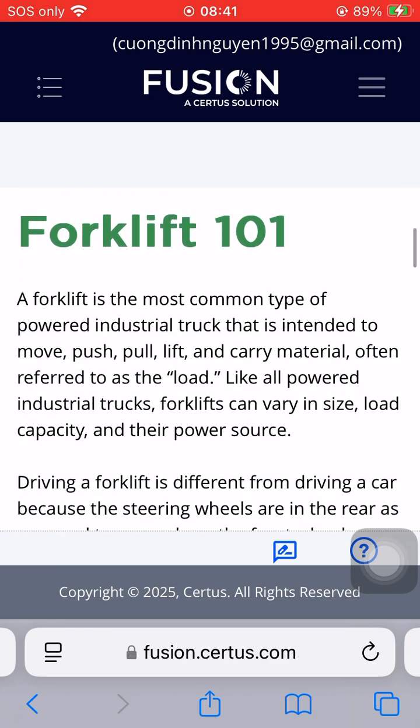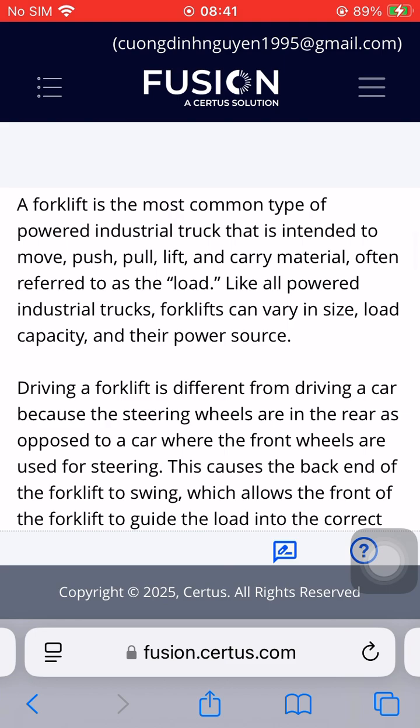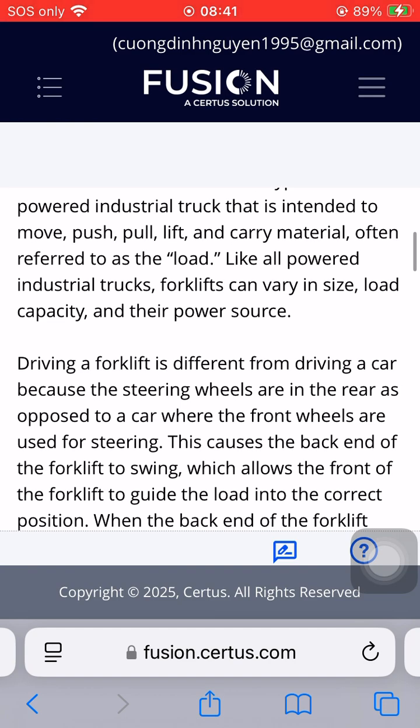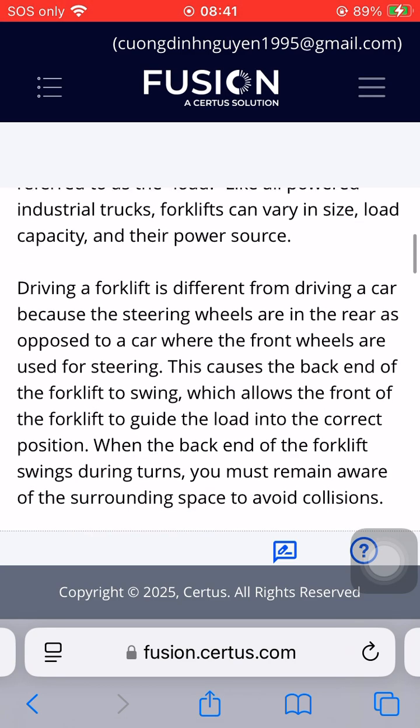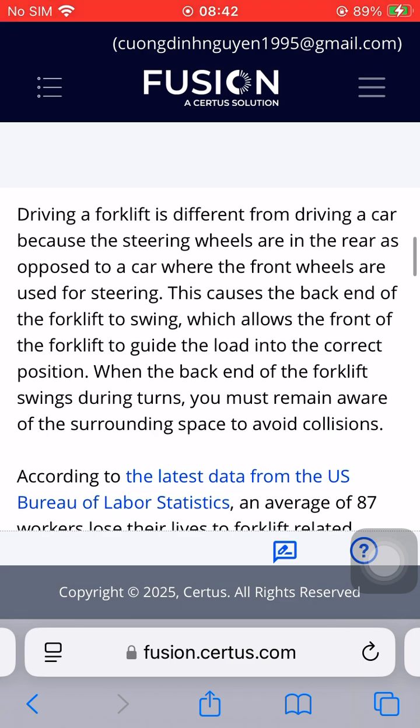Forklift 101. A forklift is the most common type of powered industrial truck that is intended to move, push, pull, lift, and carry material. Like all powered industrial trucks, forklifts can vary in size, load capacity, and their power source. Driving a forklift is different from driving a car because the steering wheels are in the rear as opposed to a car where the front wheels are used for steering. This causes the back end of the forklift to swing, which allows the front of the forklift to guide the load into the correct position.